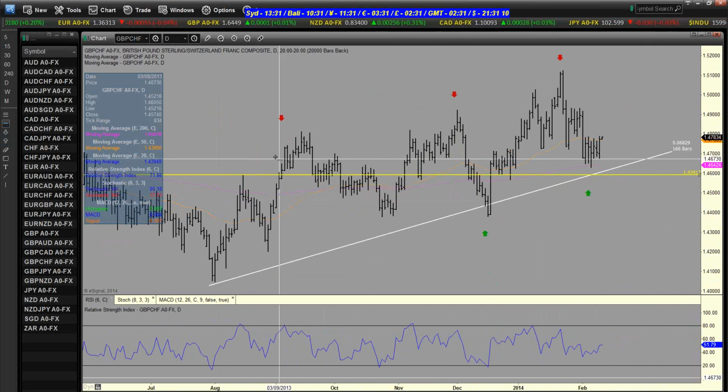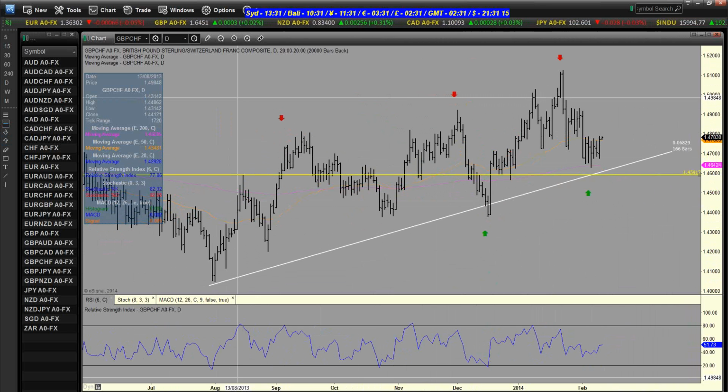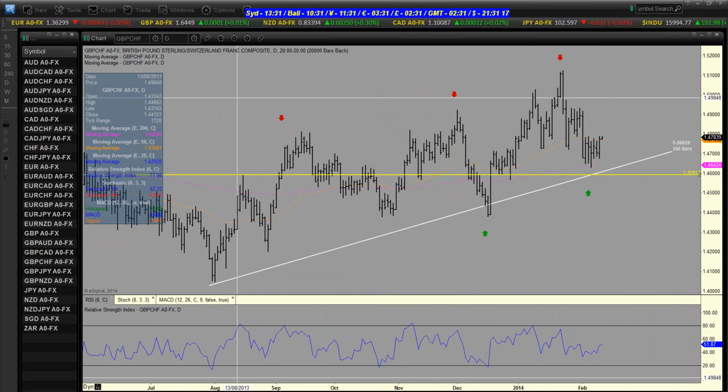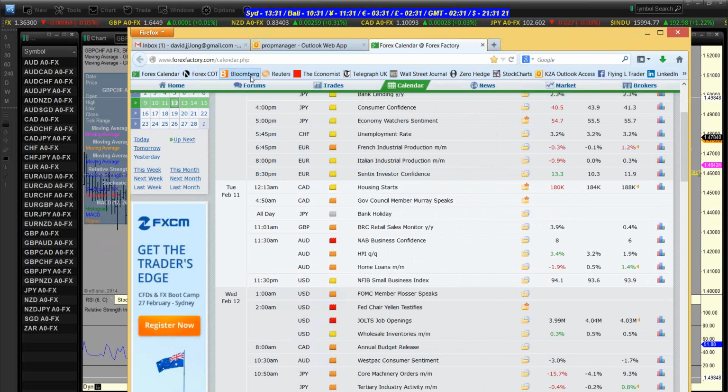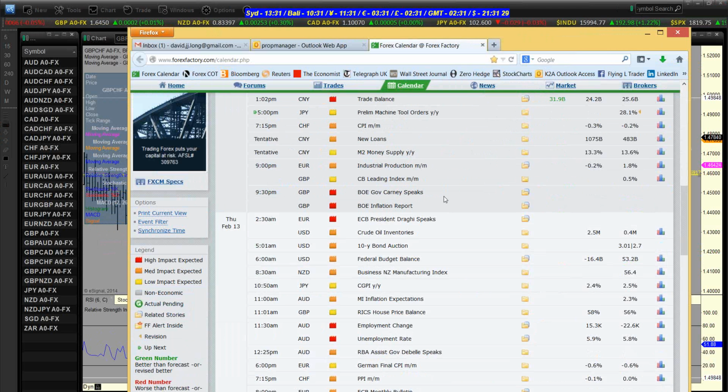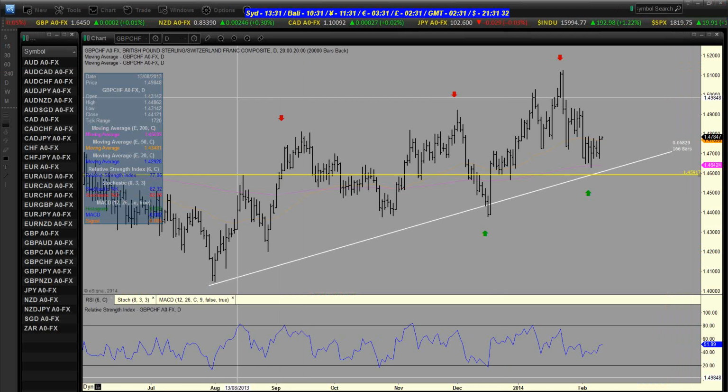I do derive the majority of my news from Bloomberg, but I do have other sources. I'll show you my other sources. I look at Reuters, Economist, Telegraph, Wall Street Journal, Zero Hedge. So I do look at all of those. That's where I get most of my info from.